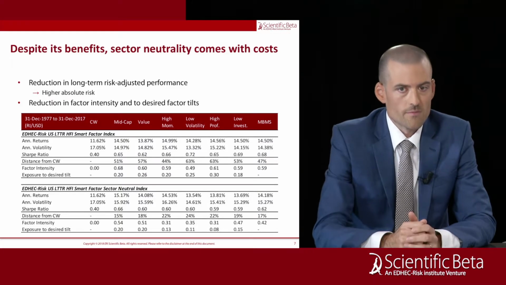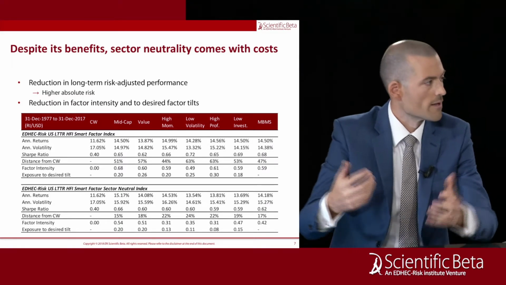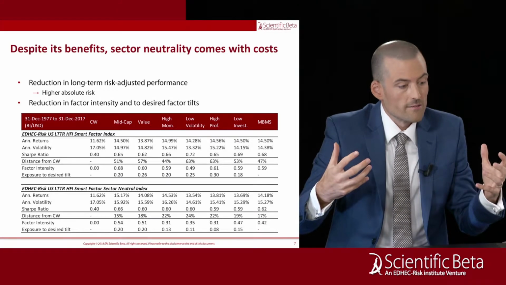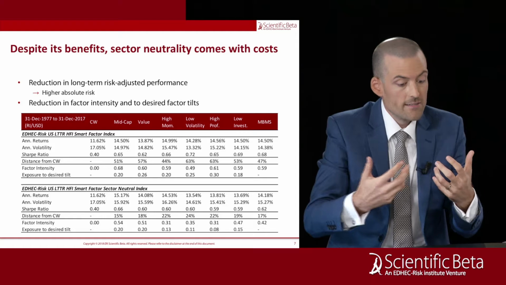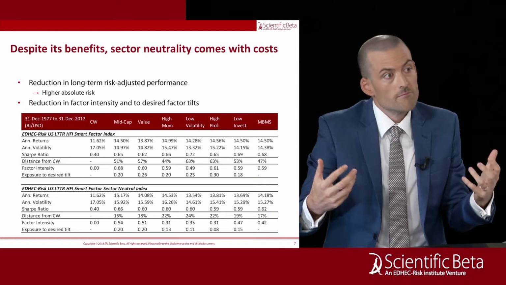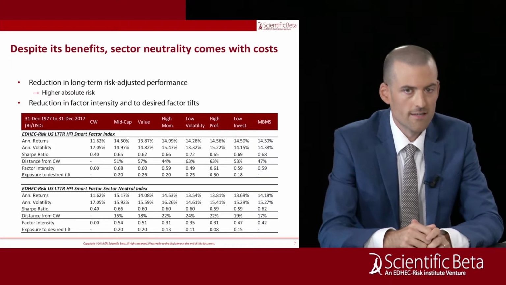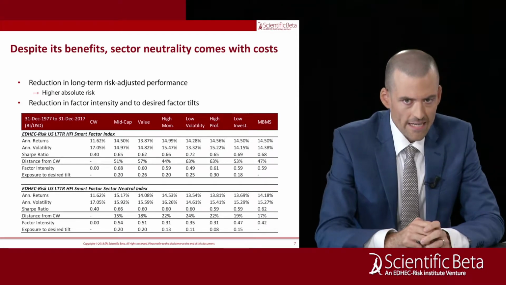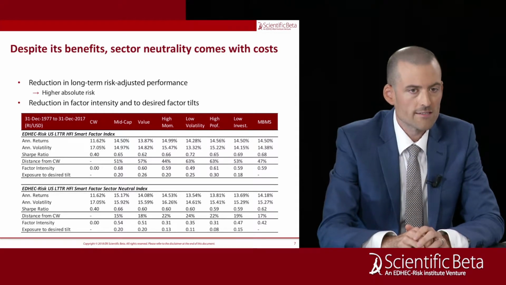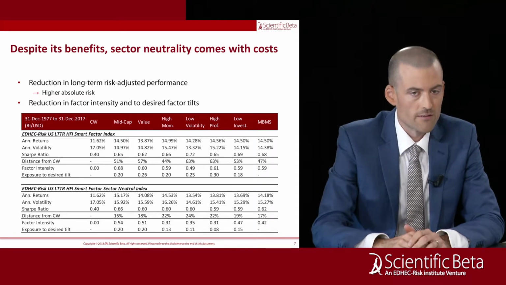Despite the clear benefits on short-term risk management, sector neutrality comes with a cost. The first cost is due to the reduction of the distance to the cap weight index implied by sector neutrality. Applying sector neutrality makes your index closer to the cap weight index, so you will have characteristics closer to the cap weight index. And we can see that the reduction of distance between the standard and the sector neutral index is quite huge. We have a reduction of about 60% on average.